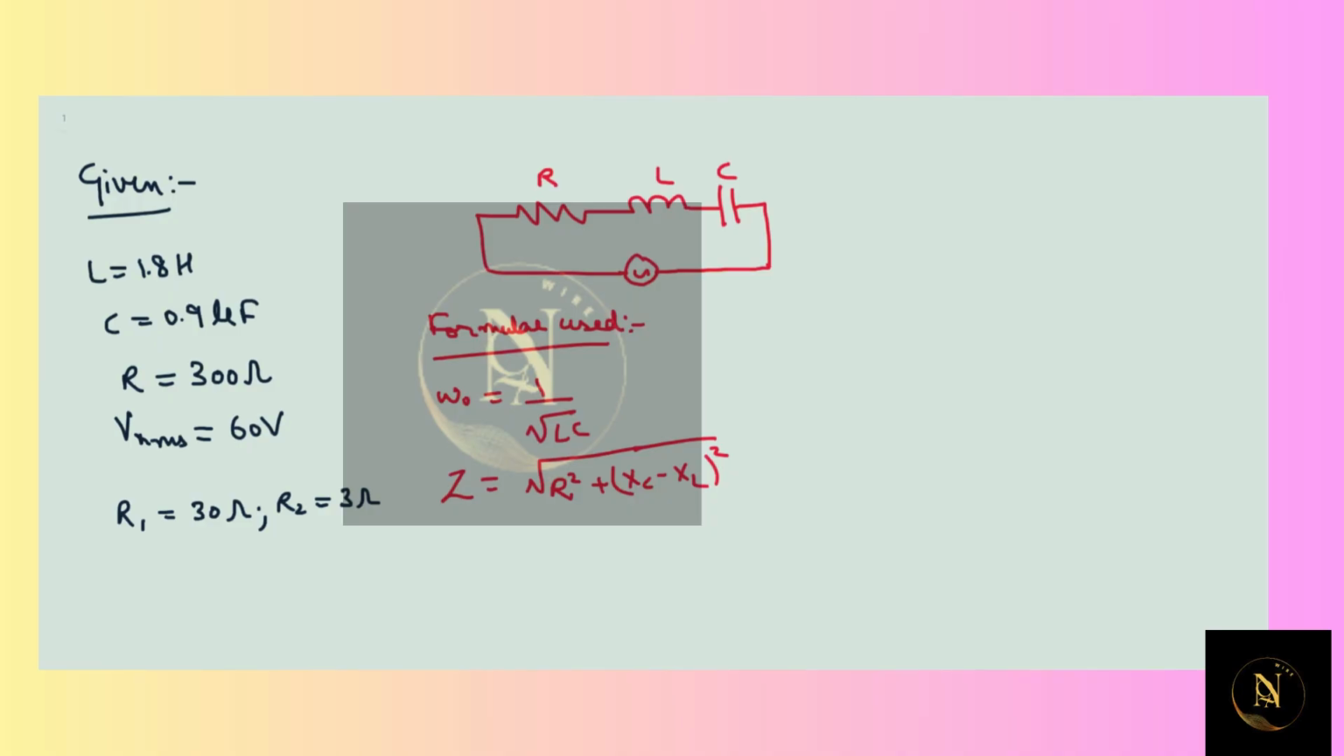Welcome to problem number 31.62. This is chapter 31, alternating current.